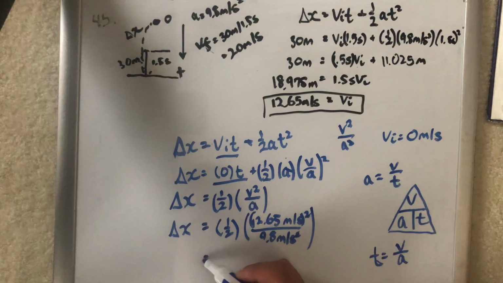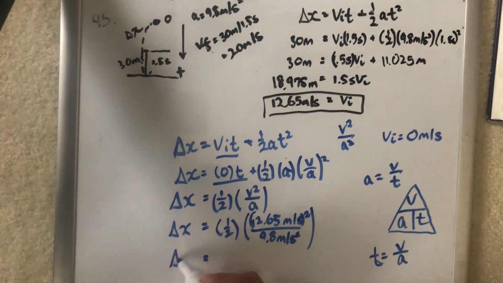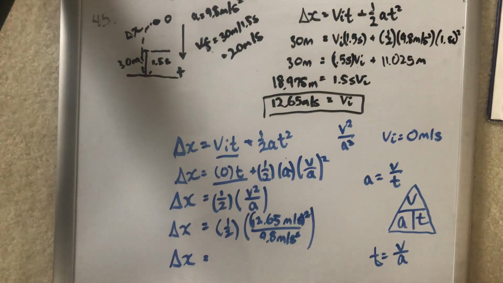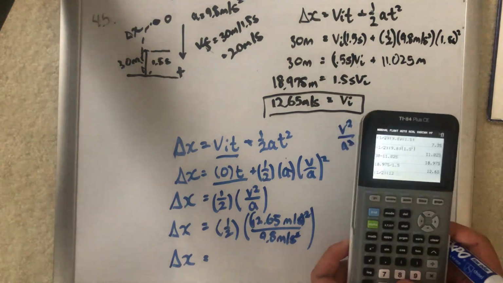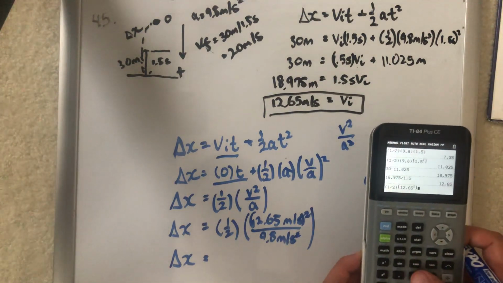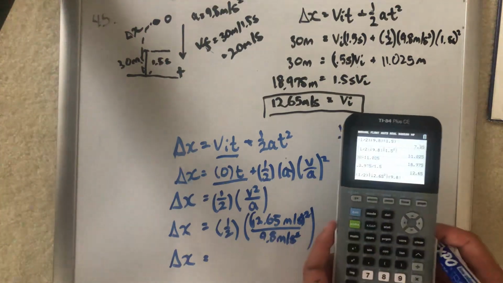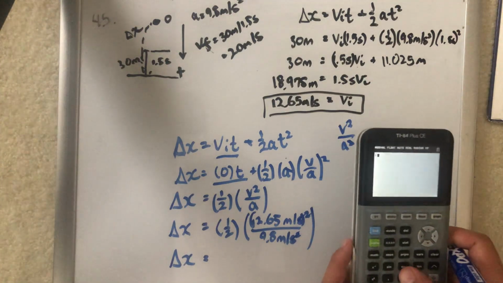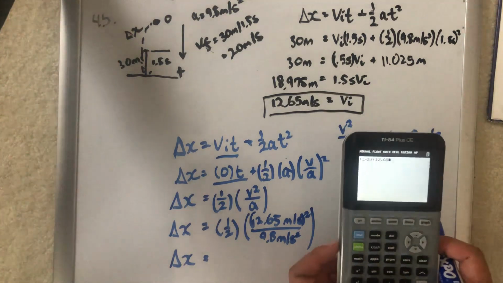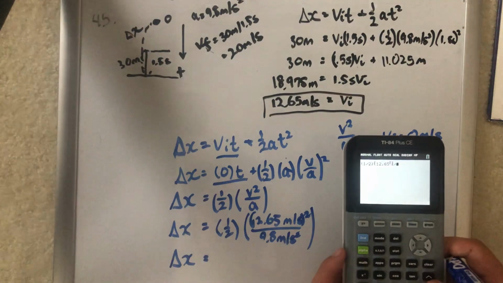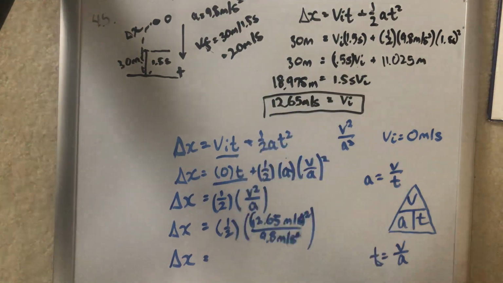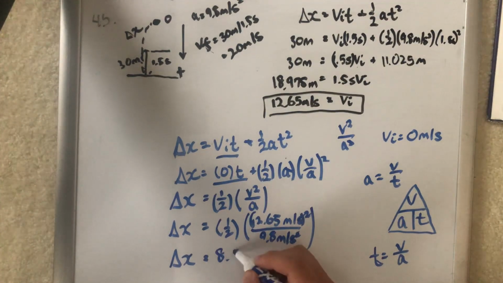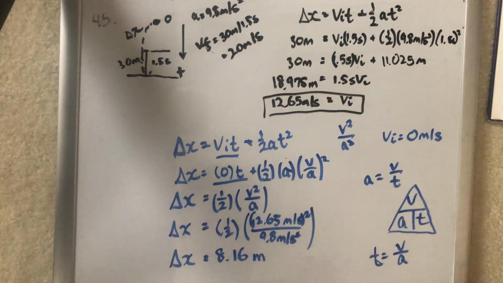So we just need to cancel those, and let's get my calculator out. 1/2 or 0.5, times 12.65 squared, divided by 9.8. And that gives us 8.164. Let's just say 8.16 meters. But we are not all done.